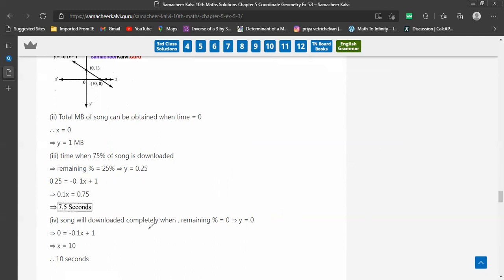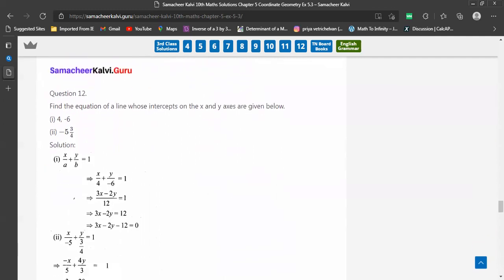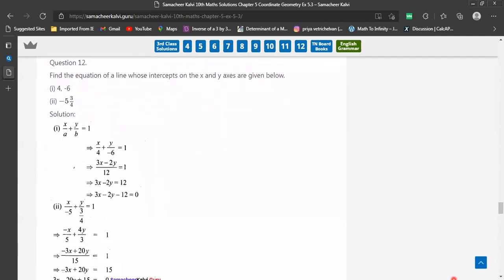Song will be downloaded completely. Completely in the sense 100% is done. So there is no remaining, isn't it? So the remaining answer is going to be 0. So just substitute y as 0 for finding the value of x. So you are getting the x as 10 in this. So the answer is going to be 10 seconds. That's it. Do you understand the question?